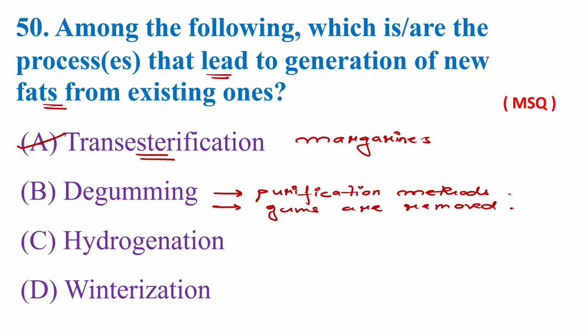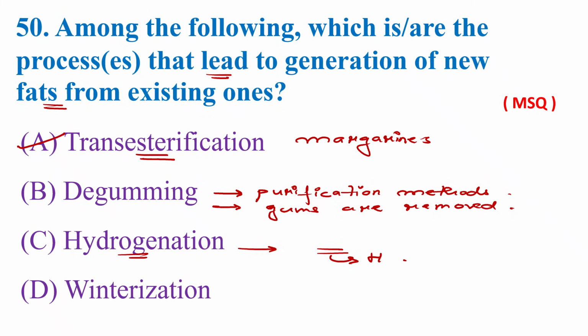Next, hydrogenation process. In the hydrogenation process, there is addition of hydrogen to the double bonds of the unsaturated fats. So basically it converts unsaturated fats to more saturated, or we can say partially saturated fats. So this will create new fat molecules with different physical properties, like having different melting points. So this is also a correct option.